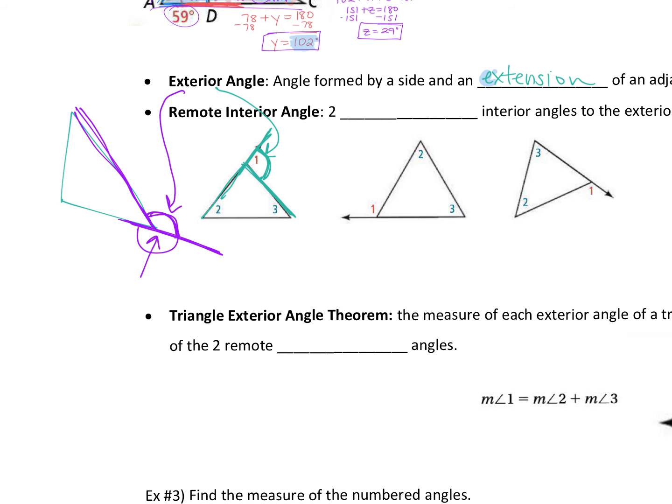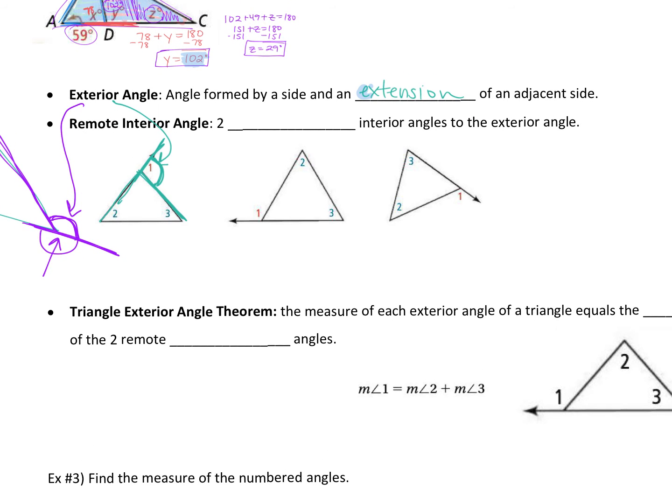Then there are what we call remote interior angles. Now think, if you said, I'm going away to a remote desert or a remote tropical island. What does that mean? Far away, off by itself, like secluded, right? So that's how you need to think about these remote interior angles. It's two non-adjacent interior angles to the exterior angle. So they are not next to the exterior. They're away from the exterior.